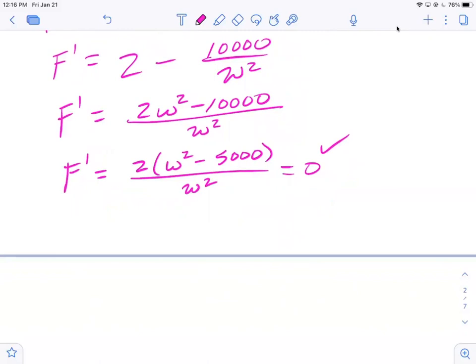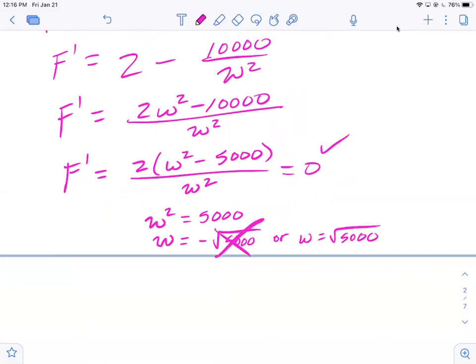I'm not going to even bring the 2 down. So that's when w squared minus 5,000 equals 0, or when w squared equals 5,000. And now if you take the square root, you get negative square root of 5,000 or positive square root of 5,000. We still want to consider both. Do both of them make sense in the context of this problem? No, we don't want a negative one. So once again, we have a single critical value in our relevant domain. That's the only positive critical value you have.